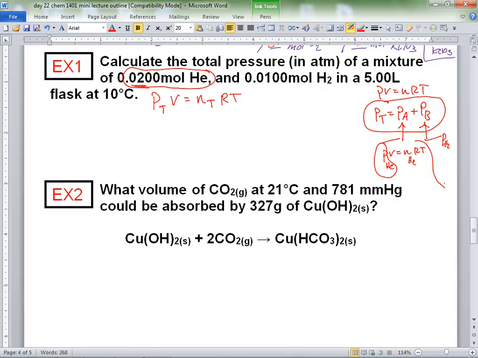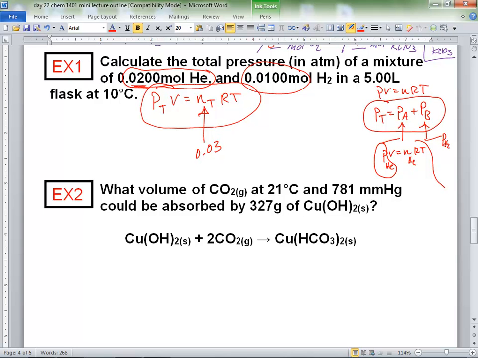But Kimberly, why is this one easier? It's less work. Because all you have to do is what, Kimberly? Add up the moles. You see that? Frankie, you see that? Just add up the moles. Because N total would be 0.03. So it's still 2 steps, but the 2 steps are a lot easier.